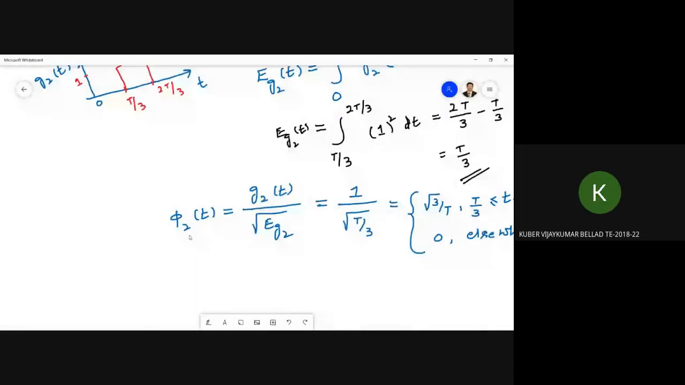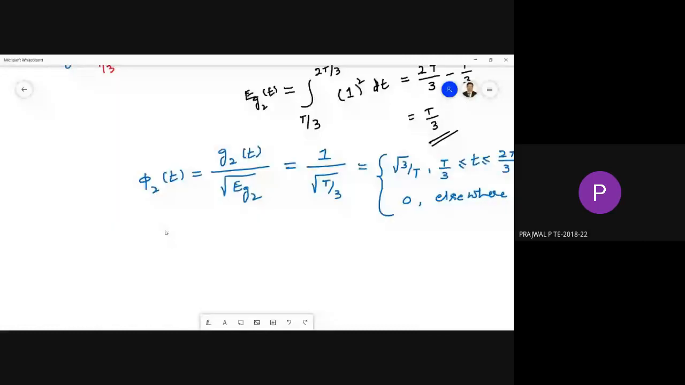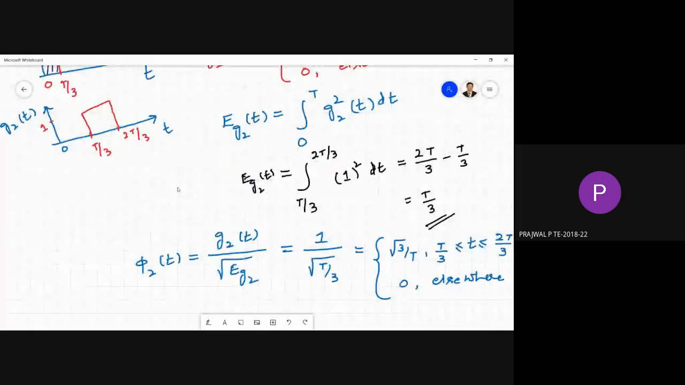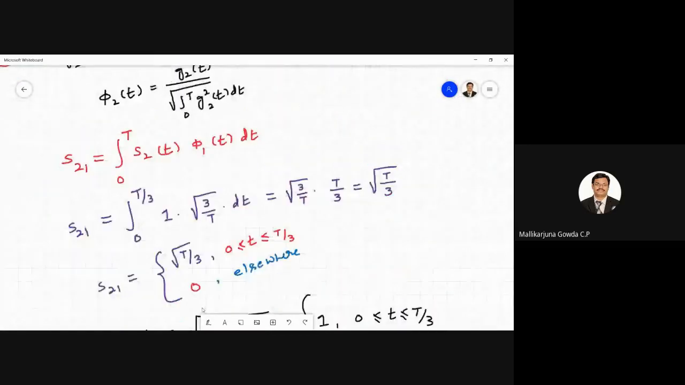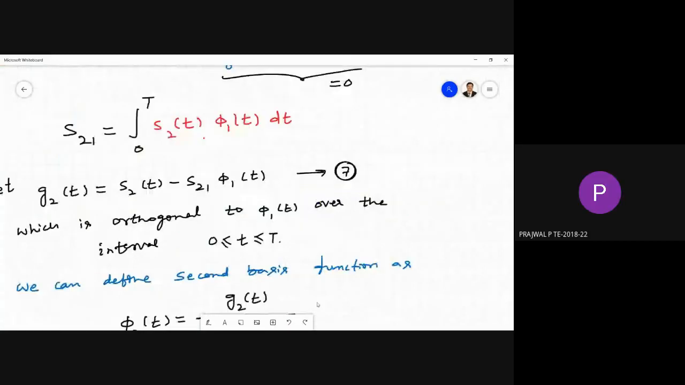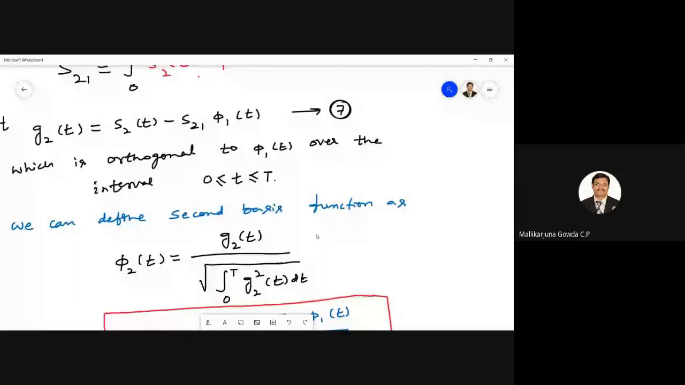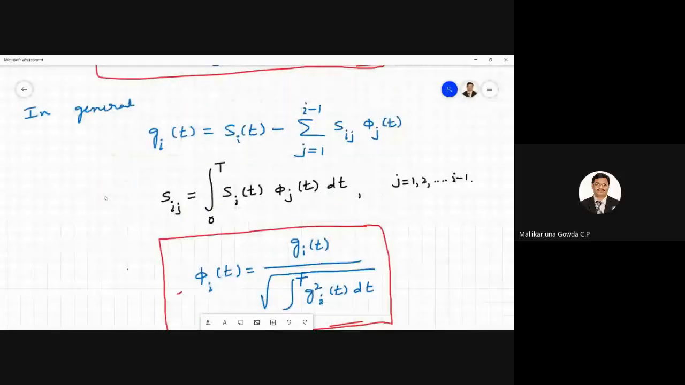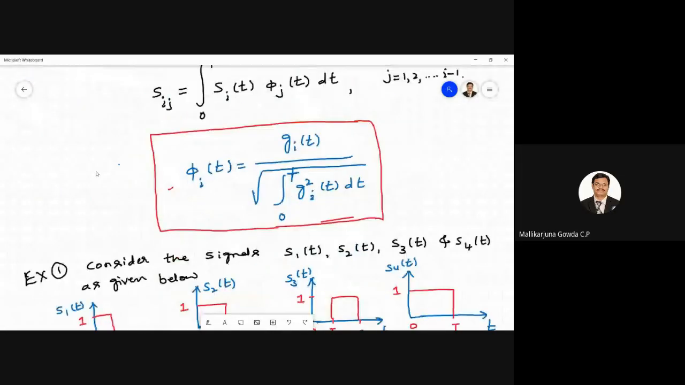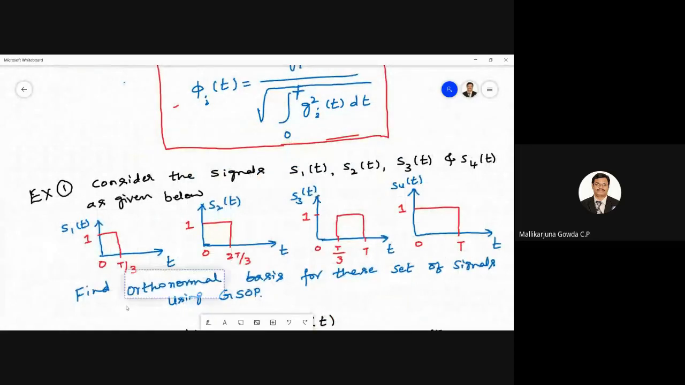Sir, in the first line, we have written S4 of t is equal to S1 of t plus S3 of t, sir. I will come back to that. Sir, why did we write that? We have not used that anywhere. No, it will come. It will come.